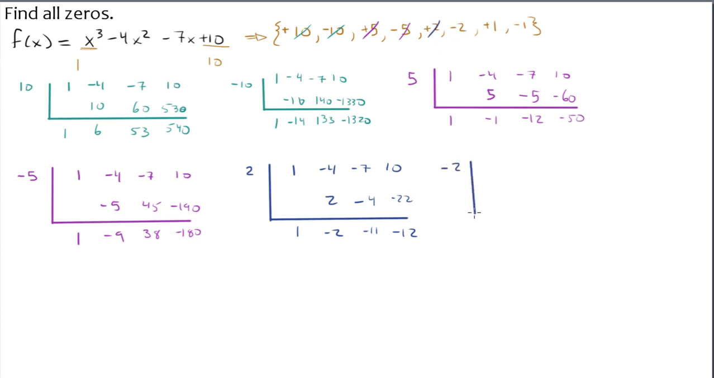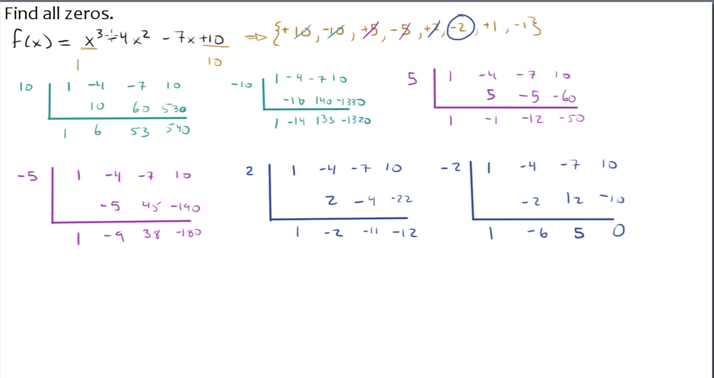And we really should have started at the other end. Negative 2 dividing into 1, minus 4, minus 7, 10. Bring down the 1. We multiply. We get negative 2. This is negative 6. Positive 12. Wait a minute here. So this gives us 5. Negative 2 times 5 is negative 10. Haha, that's a 0. We've found it. Great.